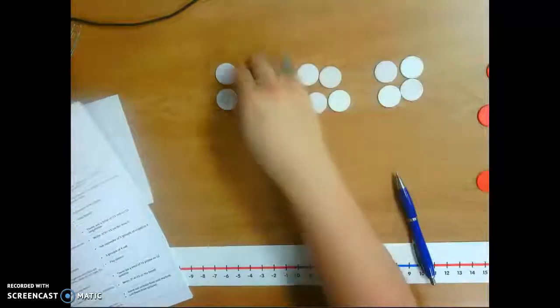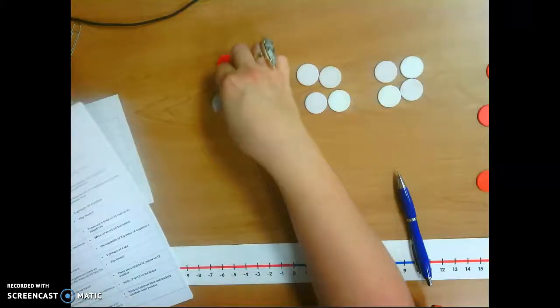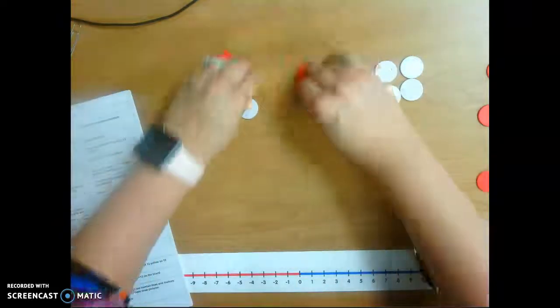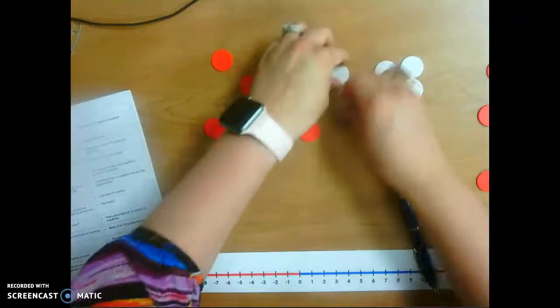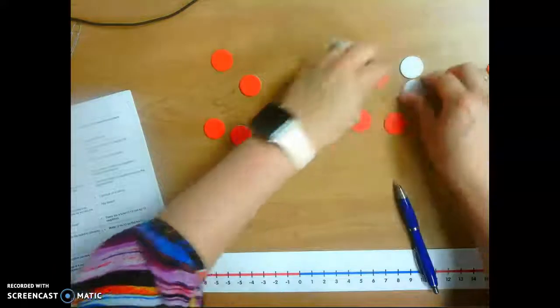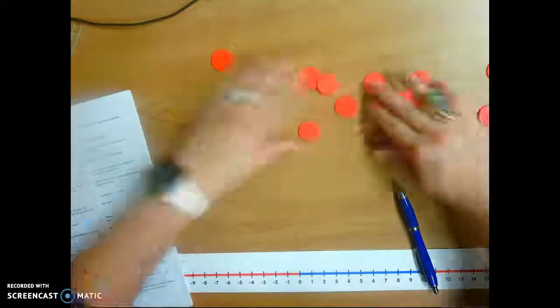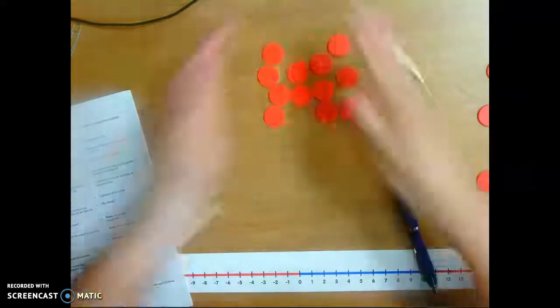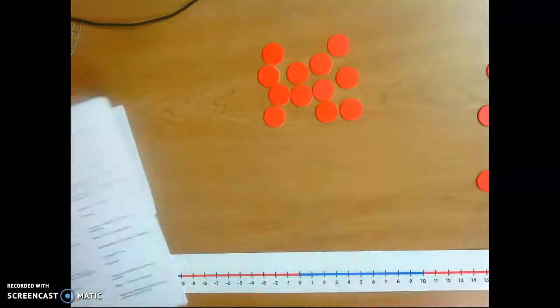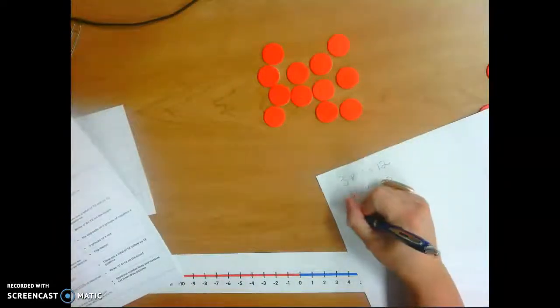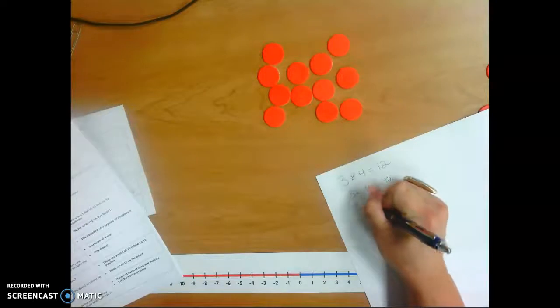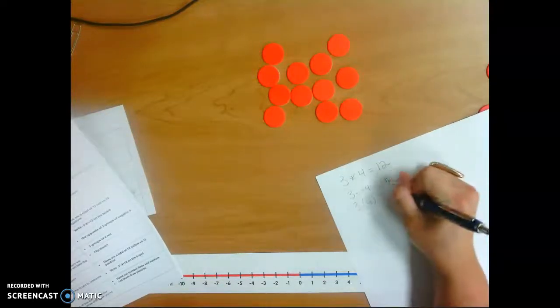Taking the opposite of 3 groups of 4. So we have 3 groups of 4. We're going to take the opposite of those. So now we're going to flip these. Then we ask ourselves, what is our total? The opposite of 3 groups of 4 is a negative 12.